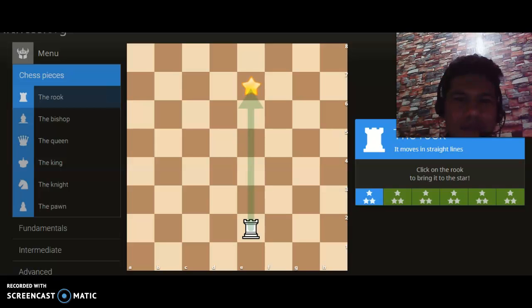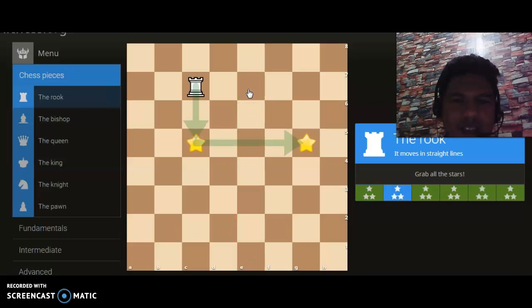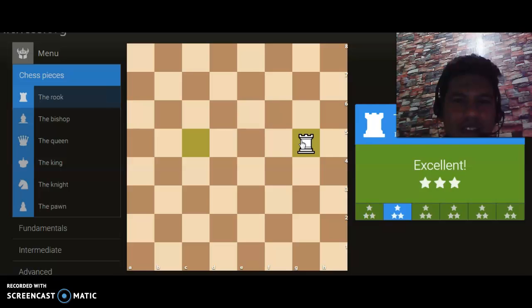So the rook, it moves in straight lines. For example, this rook, you can capture the star by moving it in a straight line. Wow, how about this? Straight line, capture the star. Excellent.